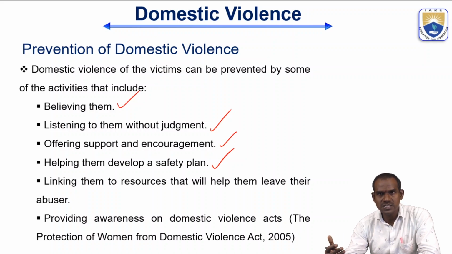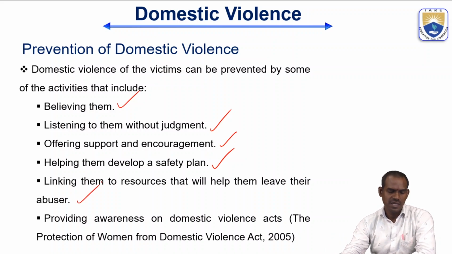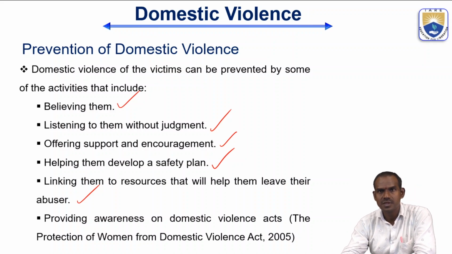Linking them to resources that will help them leave their abuser. Okay, linking them to resources. There are many resources which will help them leave their abuser, so that the abuser will be afraid, and because of the support of those resources, those majorly are social related. So once they are exposed socially, somebody is doing this kind of abuse, then he will be treated differently in the society. So he will be afraid and he will stop doing that.